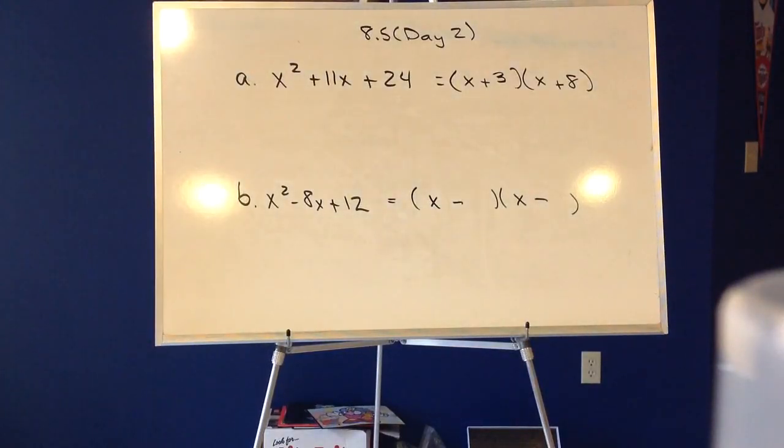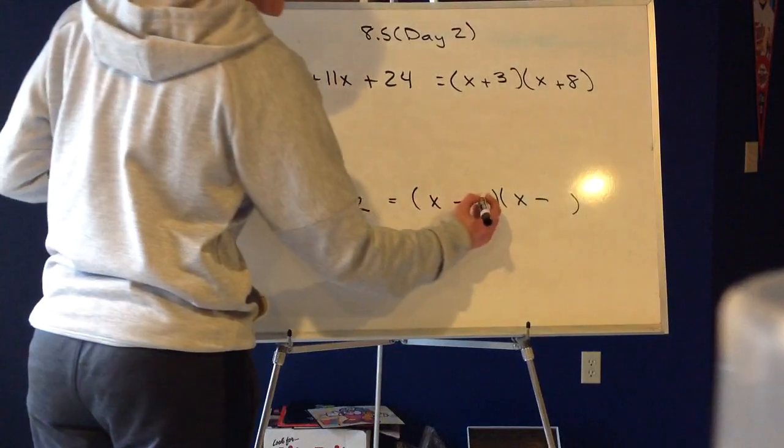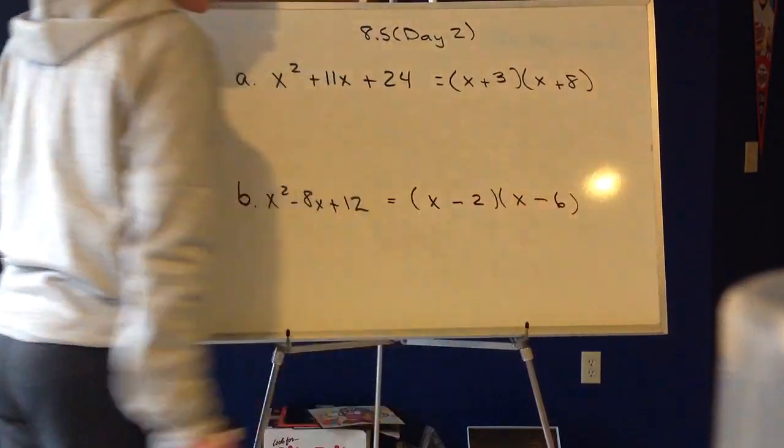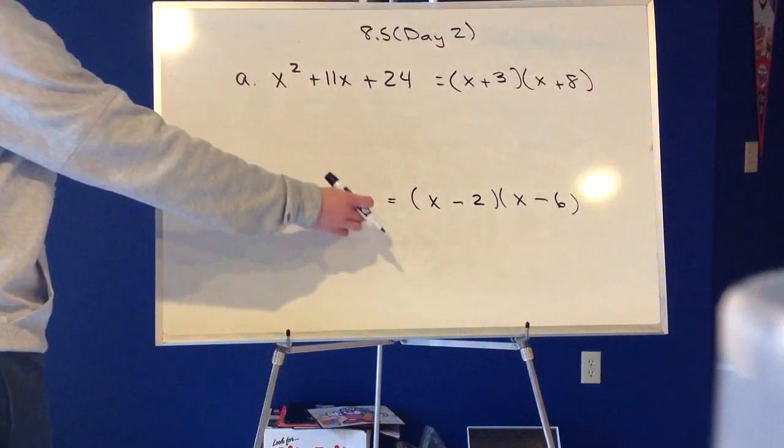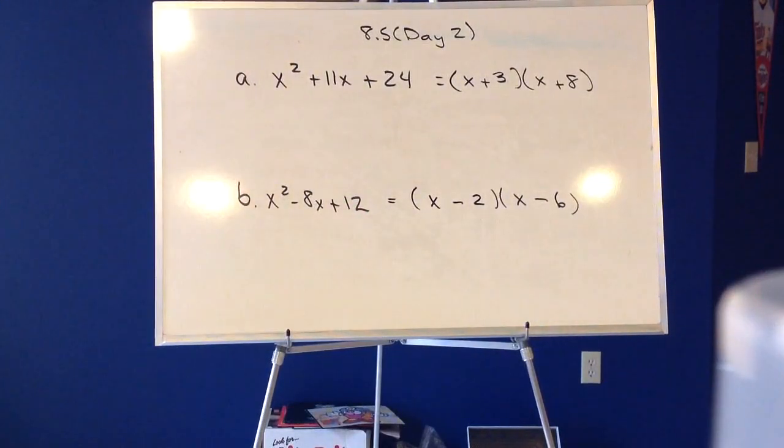Again, you go through your list, you're going to end up finding that 2 and 6 would be the correct combination. If I add negative 2 and negative 6, I get negative 8. If I multiply negative 2 and negative 6, I get positive 12. That's why they both have to be negatives.